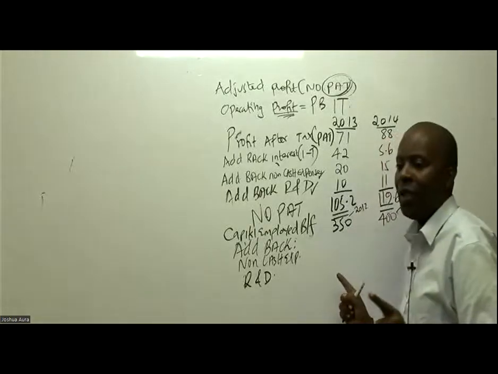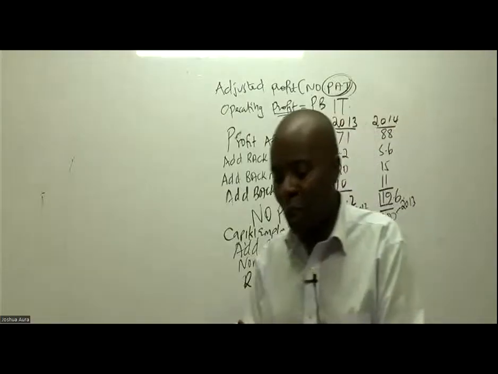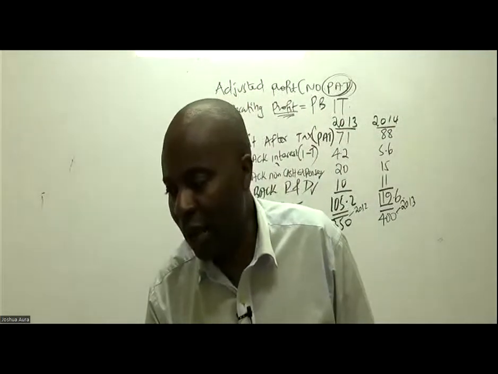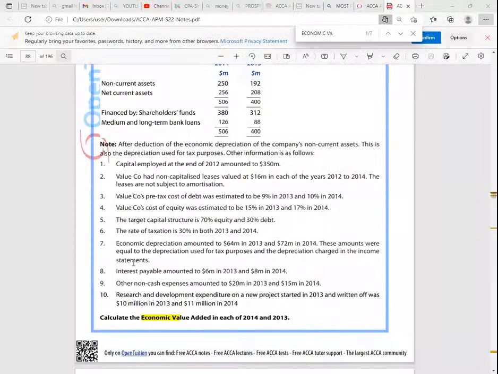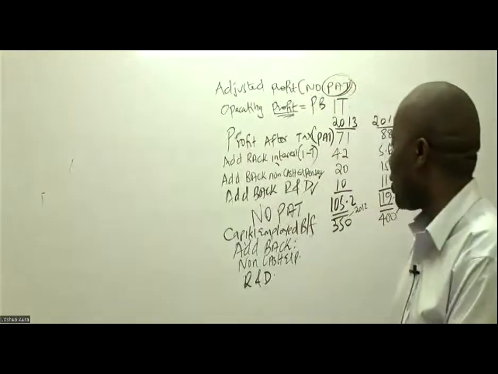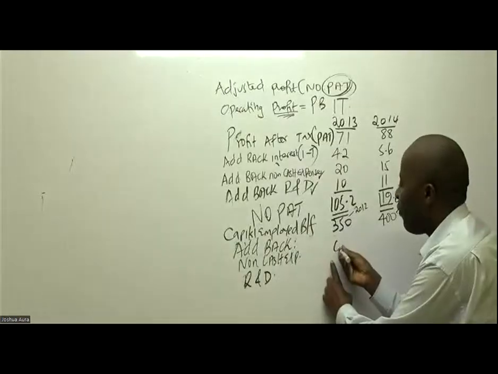We don't have it here. We don't have any non-cash expenditure in 2012. You see here, the other non-cash expenses, they've only given us for 2013, right? So in this case, we don't have non-cash expenditure for 2012. The non-cash expenditure for 2012 must have been 0.